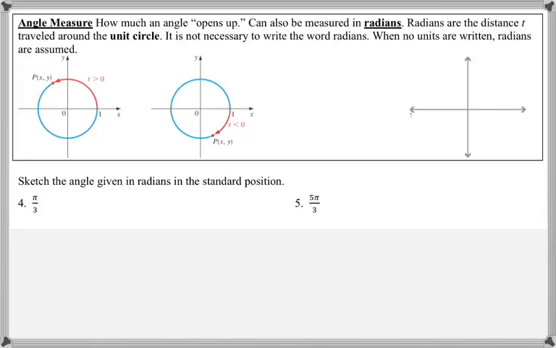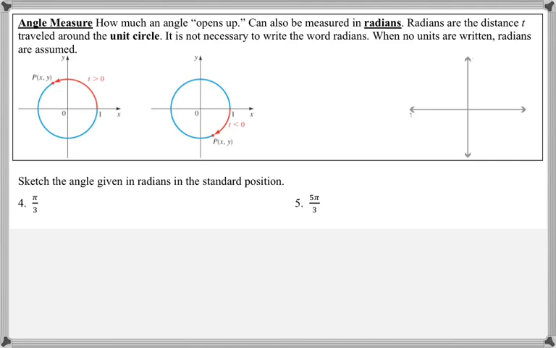So angles can also be measured in radians. Radians are the distance t traveled around the unit circle. The unit circle is kind of a major topic in Trig, and we'll get to that a little bit later. But for right now, we're just talking about angle measurements in radians. It is not necessary to write the word radians. Also, when no units are written, radians are assumed to be the units.